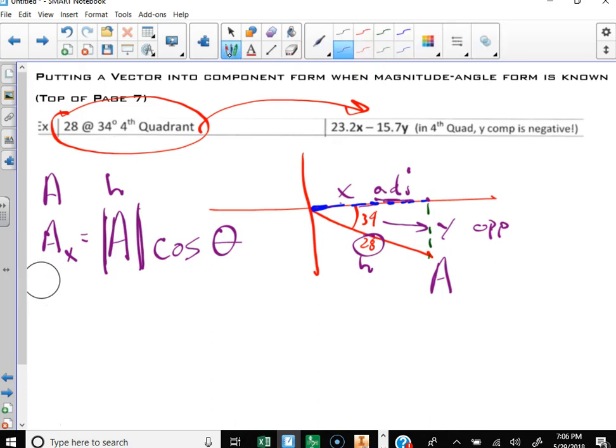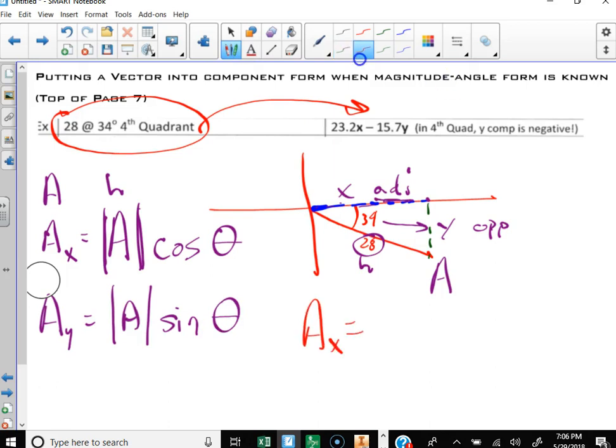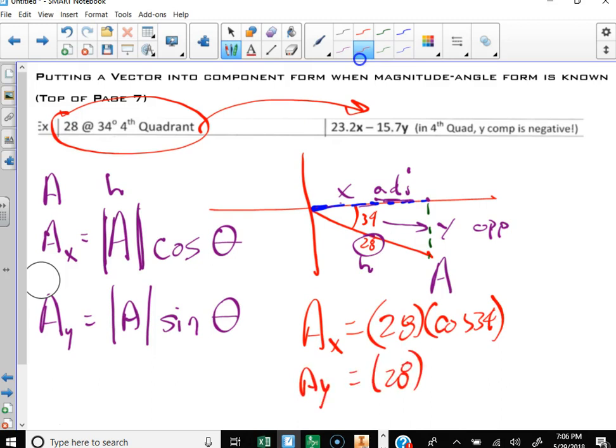All right, what about the y component? Well, A's y component is going to be the magnitude of A, the 28 in this case, times the sine of the angle, in this case the 34 degrees. So let's figure out what they are. The x component is going to be 28 times the cosine of 34 degrees, and the y component is going to be 28 times the sine of 34.